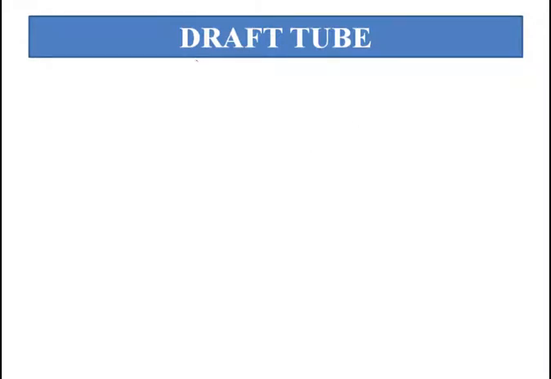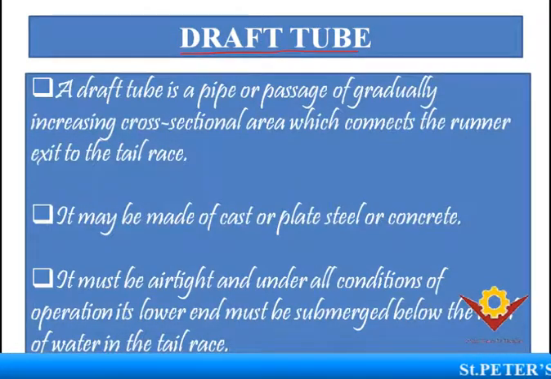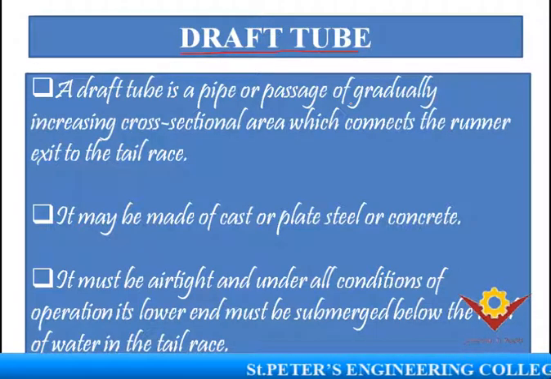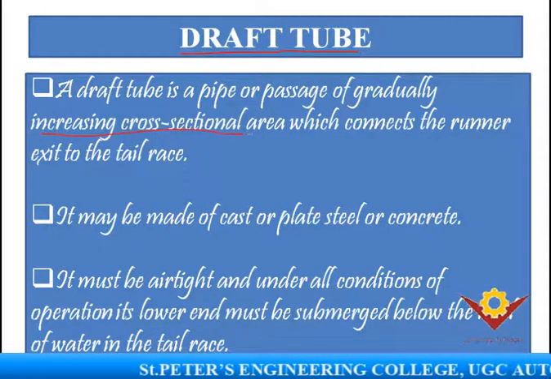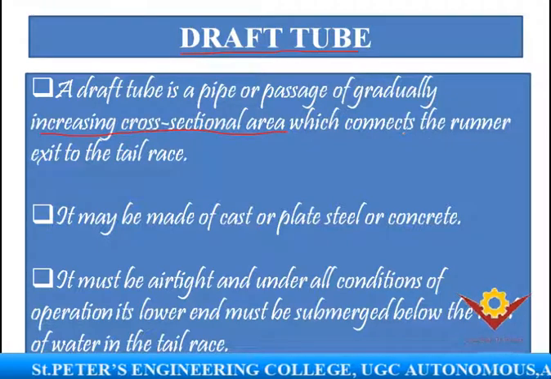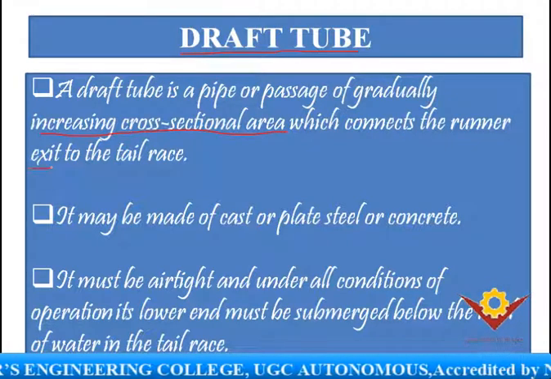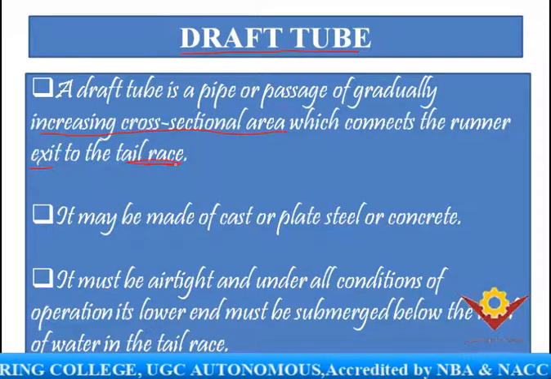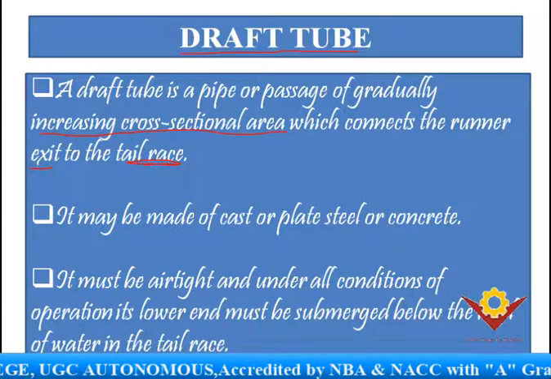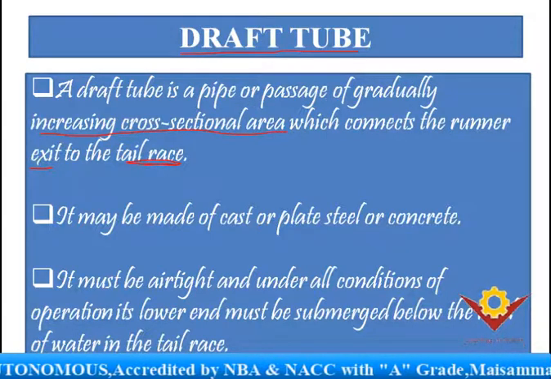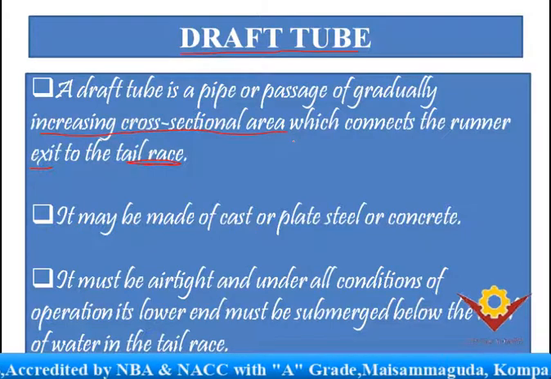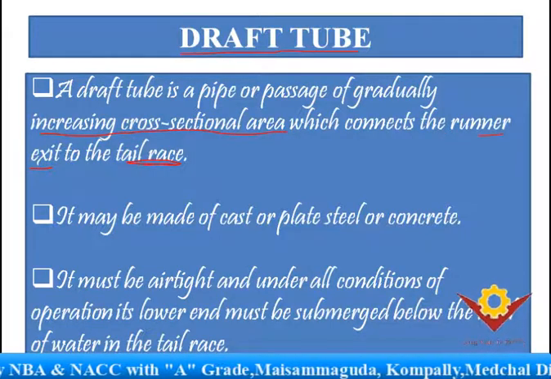In this session, we'll see about the draft tube. First, we'll see what a draft tube is. A draft tube is a pipe or a passage of gradually increasing cross-sectional area which connects the runner exit to the tail race.